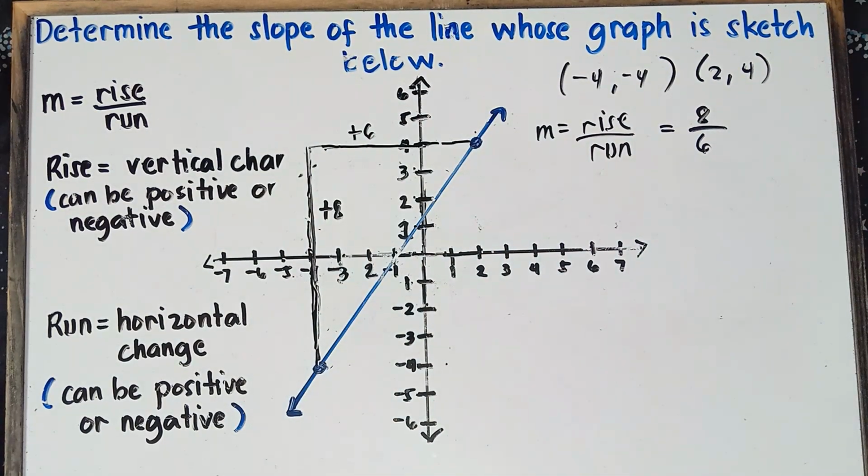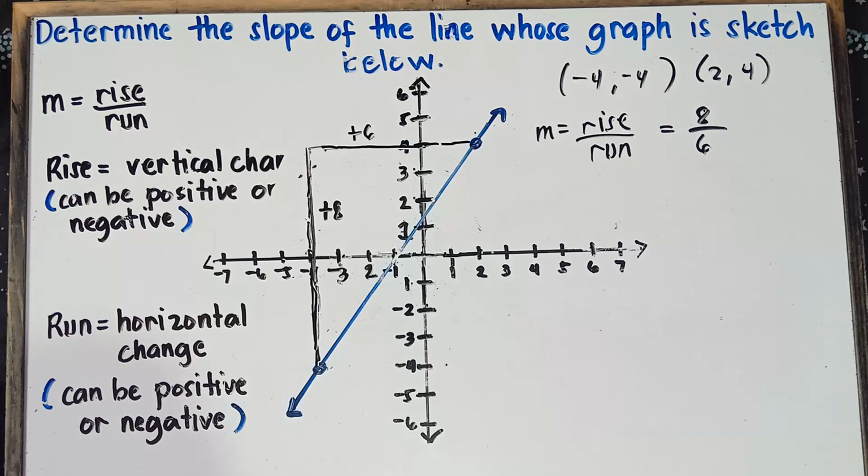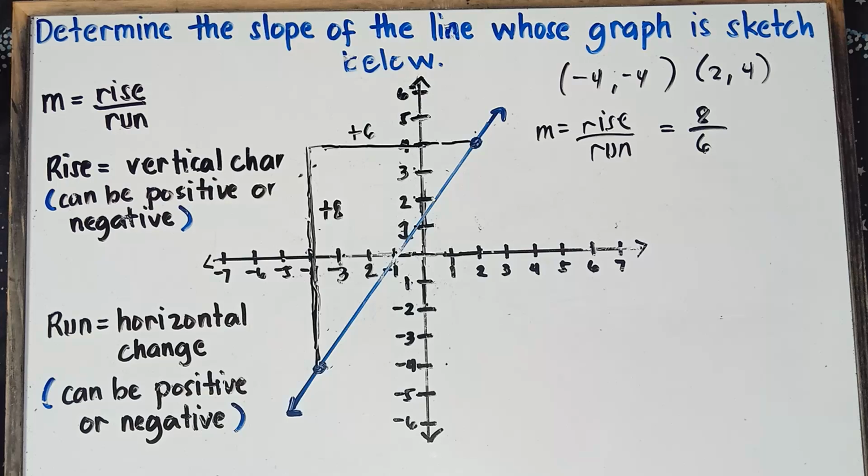Now, question, class, can we reduce? Once again, class, if you can reduce the fraction, you always reduce the fraction to its lowest term. Can you reduce 8 over 6? What would be the greatest common factor of 8 and 6? That's correct. We can reduce this by 2.